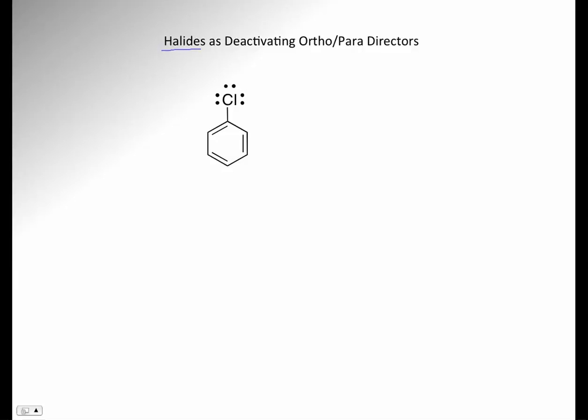So like I said, they are going to deactivate the ring because there is a strong dipole. This chlorine is very electronegative, so it's going to pull electron density out of the aromatic ring, deactivating the aromatic ring. But you can also take one of the lone pairs on the halogen and donate it down into this bond. And just like all of our activators, such as methoxy groups and alcohols, this sort of resonance is actually going to activate the ring towards being an ortho-para substitution.